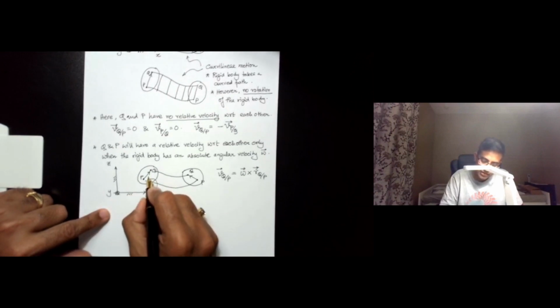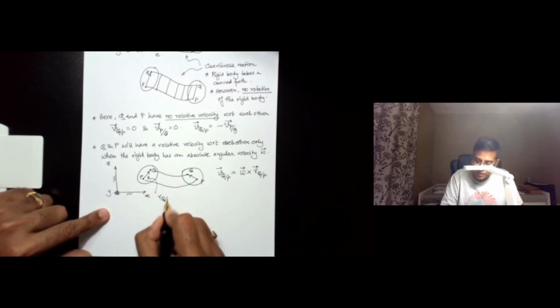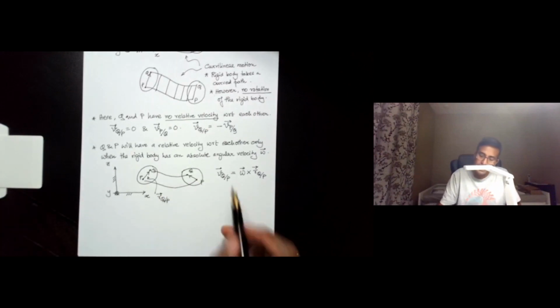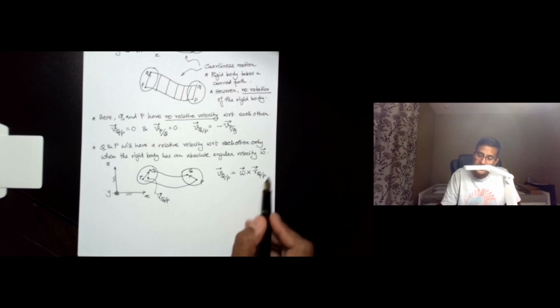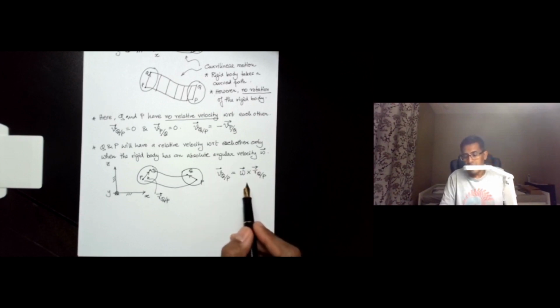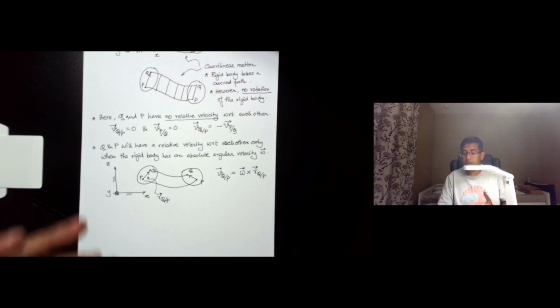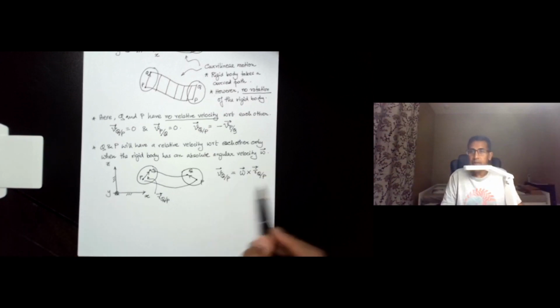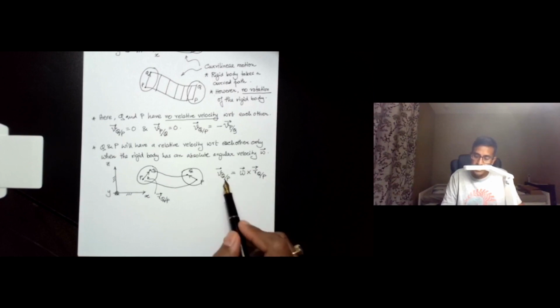So what is this r_q with respect to p? That's this vector. So let me just say that r_q with respect to p is the position vector of q with respect to p. So this is the relation of the relative velocity of q with respect to p, and it is given by omega cross r_q with respect to p.